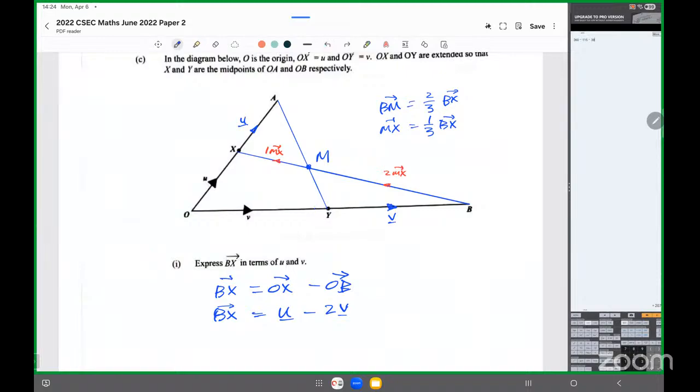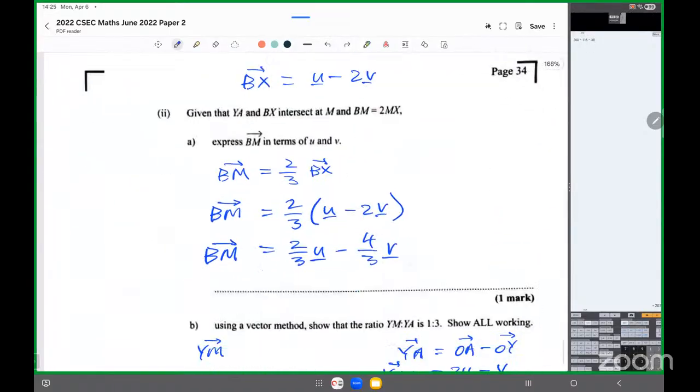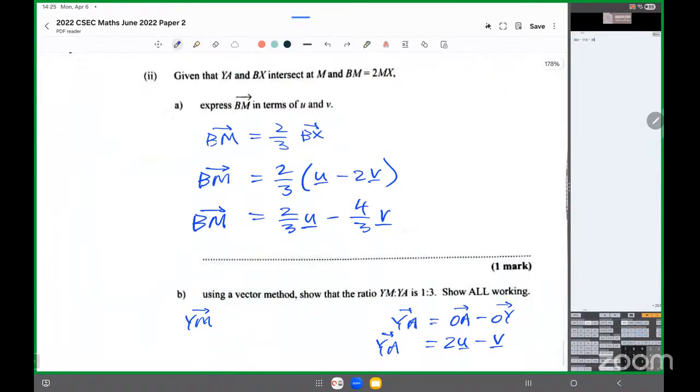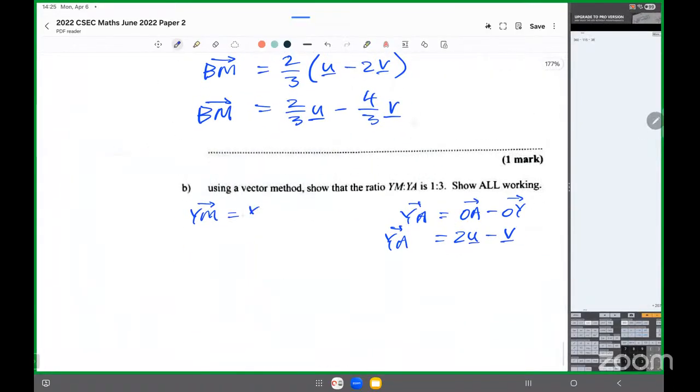So from Y to M, we can go Y to B out here and then go B to M. We have both of them. YB plus BM. That's what we're going to use. YB plus BM. So this is going to be equal to Y to B and then B to M.